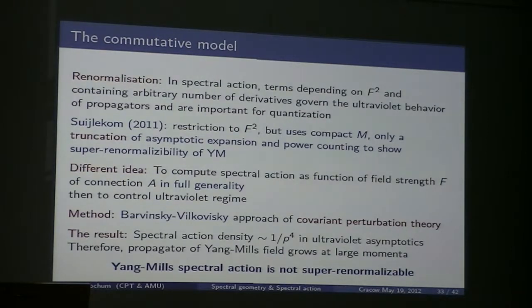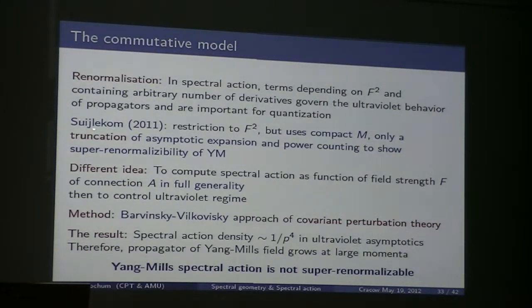But this is where our normalization takes place, because in the spectral action, the terms which are quadratic in F, where F is the curvature of A, and all its derivatives, govern the propagator, namely the ultraviolet behavior of the propagator. Okay? While the remainder of the series, involving terms in F cubed, F fourth, and so on, determines the vertices. Okay, and that's enough to control the behavior of your field.